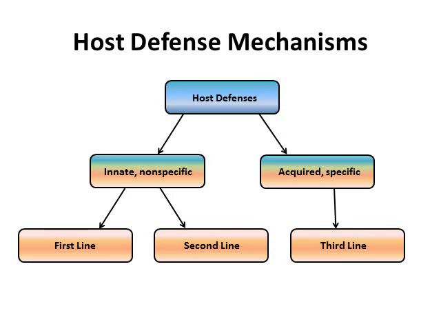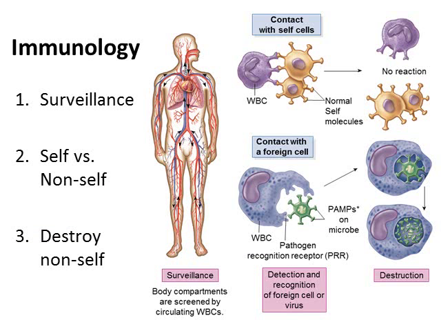Okay, so that was very briefly our first line of defense. So now we can look at our second line of defense, which is also innate and nonspecific. Our second line of defense is where we start to get into immunology. So our immune system has three main functions.